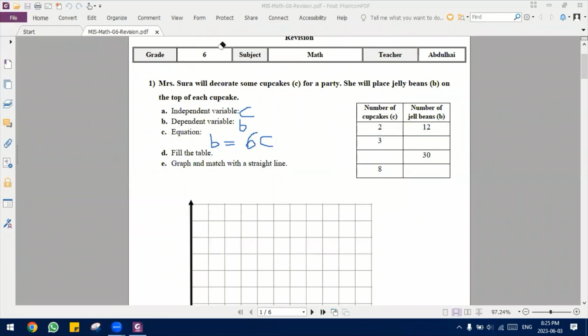Okay, now after I write the equation, I can fill the table. So I have 3 cupcakes. This is the value of C. Use it in the equation. Instead of C, we substitute the value 3. So you have 6 times 3. 6 times 3 will be 18. So B is equal to 18.